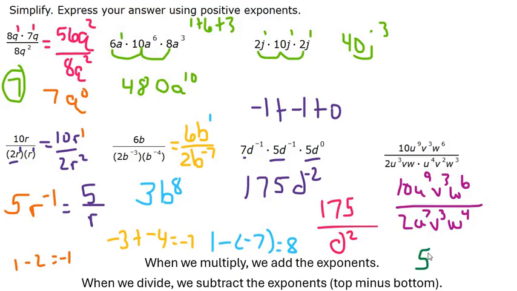Now we subtract the exponents since we're dividing. And 9 minus 7 is 2. And for the v's, 3 minus 3 is just v to the 0, which is going to equal 1. And we don't even need to write that in since we have other things there. And then for the w's, 6 minus 4 is 2.